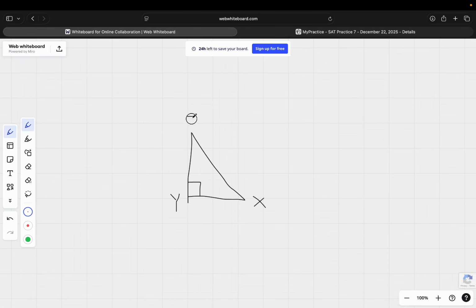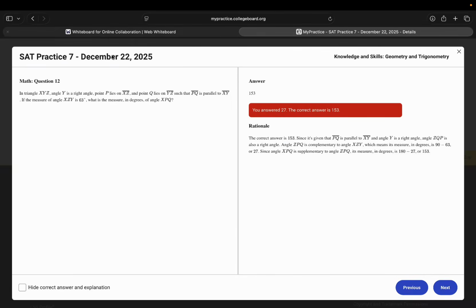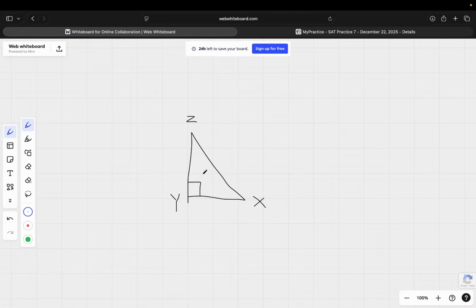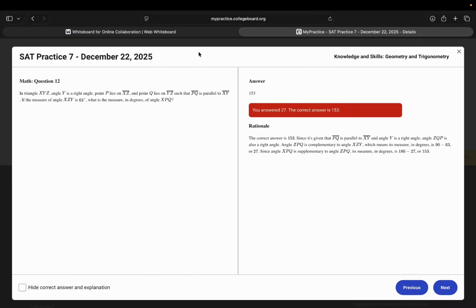Let's call this Z. Okay, so X, Y, and Z. Then we're told point P lies on XZ. So I don't know, let's just choose right here. This is going to be P. And then we're told that point Q lies on YZ such that PQ is parallel to XY.